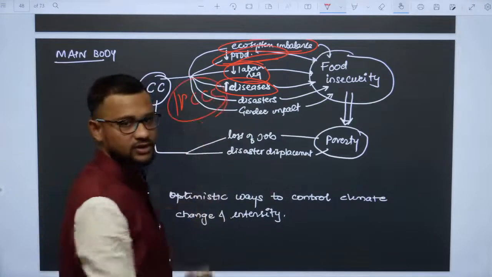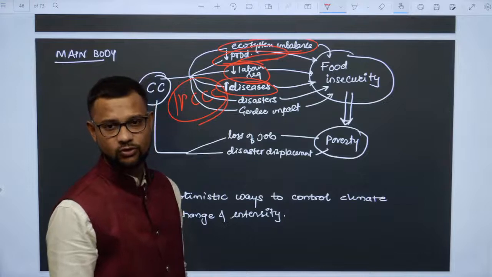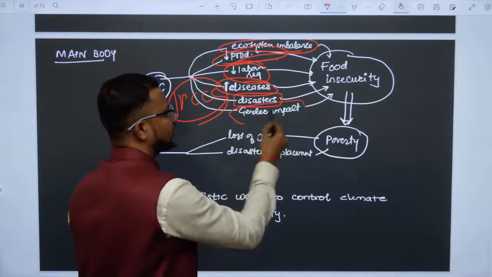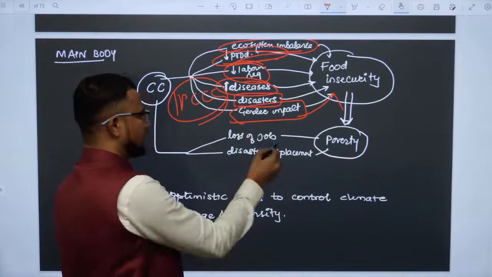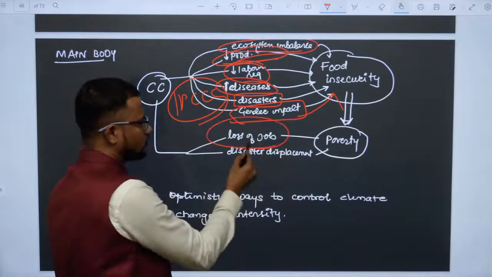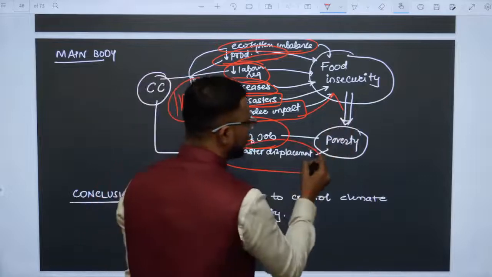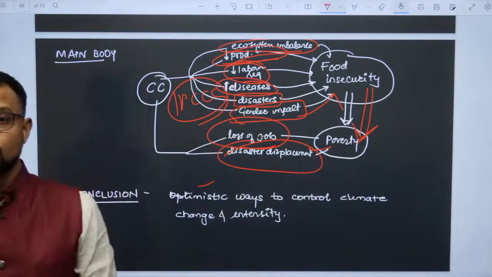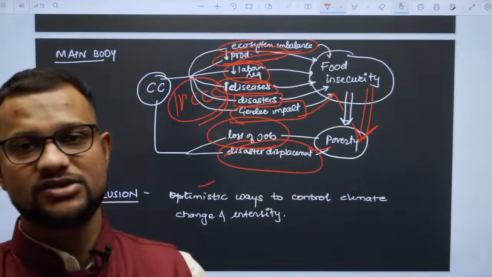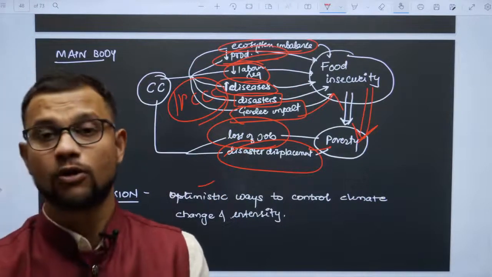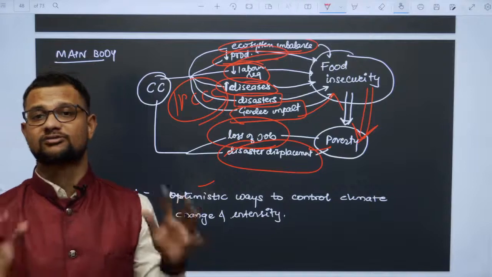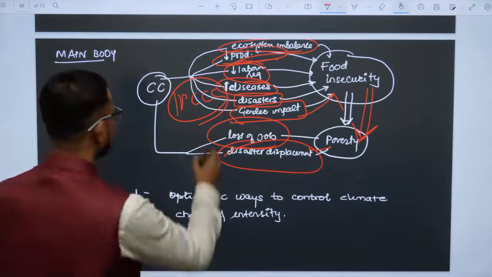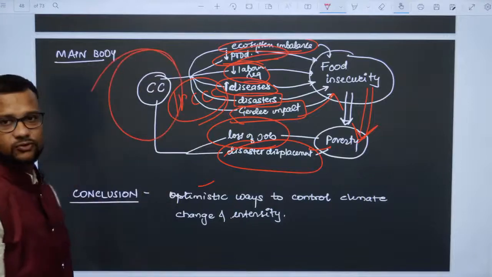You can follow this too: mention these resources or reports there. Then disasters and gender impact, which lead to food insecurity. Again, climate change leads to loss of jobs and disaster displacement, which lead to poverty, and food insecurity again leads to poverty. So ultimately climate change has an impact on the overall socio-economic aspect, and you need to connect it in this way.